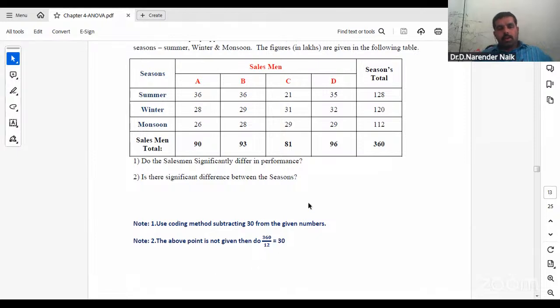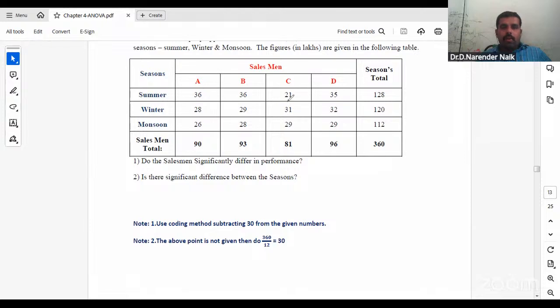Right. See, this is important here. This 36, 28, 26, that is 90. 36, 29, 28, that is 93. 21, 31, 29, that is 81. 35, 32, 29, that is 96. Okay. This is column 1, column 2, column 3, column 4 totals.